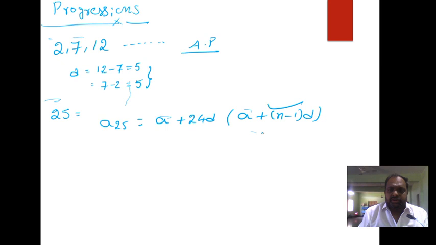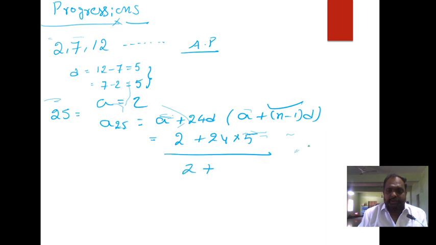Here we know the number of terms, that means n, which is 25, and 25 minus 1 is 24. The nth term means n minus 1, so the 25th term means 25 minus 1. That is why the 25th term means a plus 24d. A is the first term, a is equal to 2. So 2 plus 24 into d, which is 5. So the answer is 2 plus 24 into 5, 120.